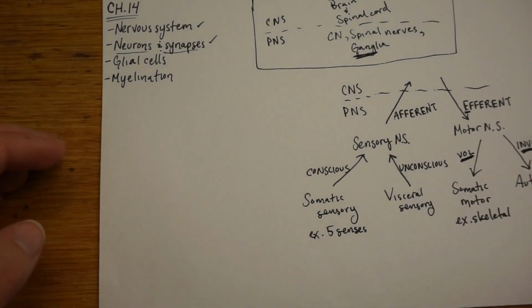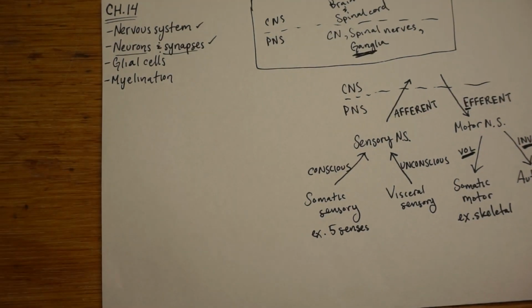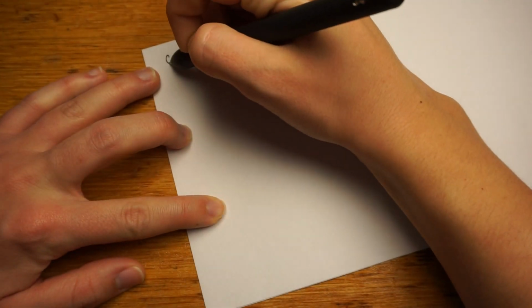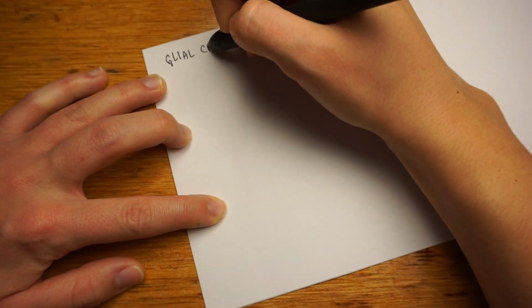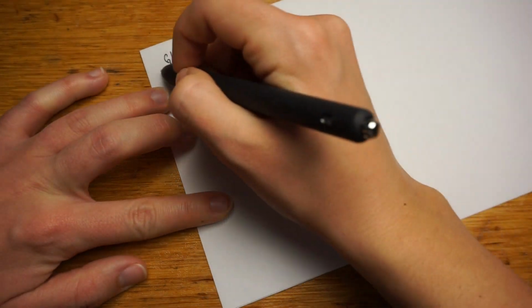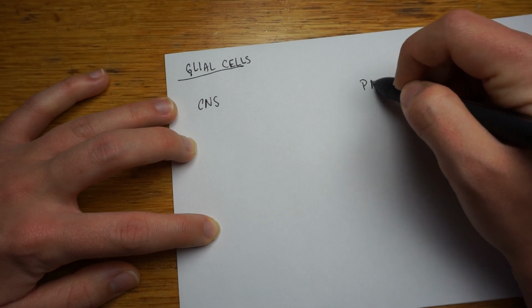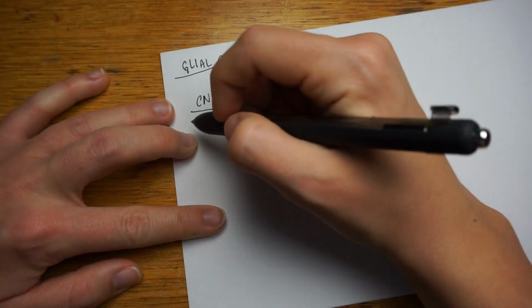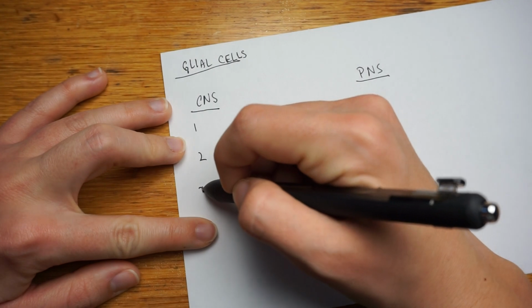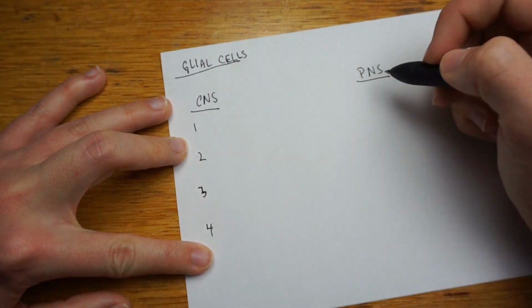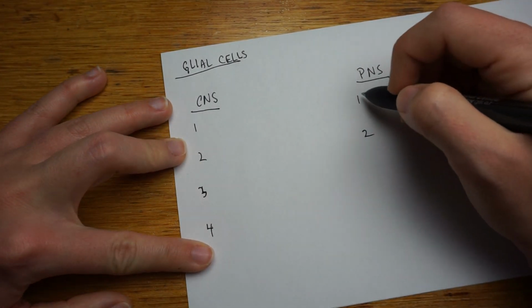Now glial cells. There are two types of cells in the nervous system: the neuron, which we just talked about, and then other cells, glial cells, that are really important too. Here's how I like to think about glial cells. In the central nervous system, there are certain glial cells, and in the peripheral nervous system, there are certain glial cells. In the central nervous system, there are 4.